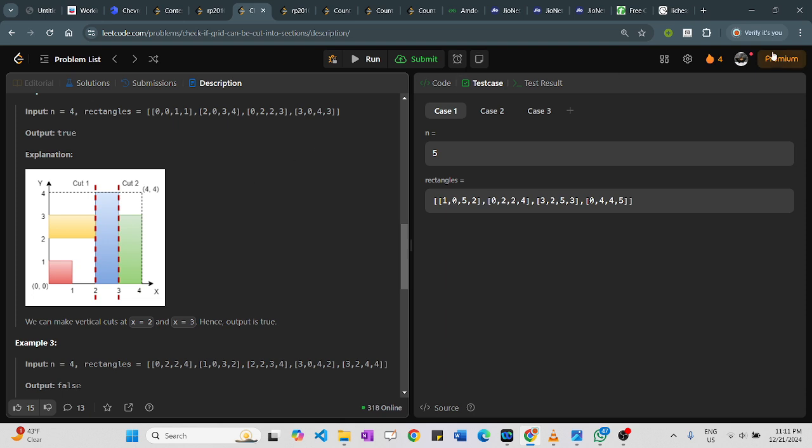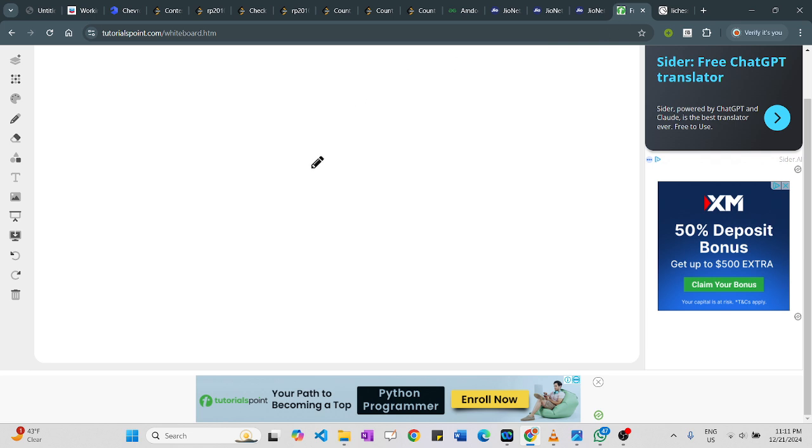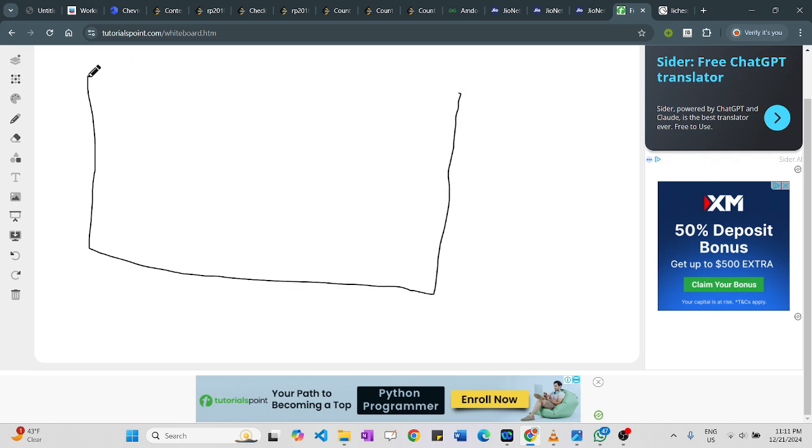Okay, so how can we approach this question? I will be discussing how I have approached it. This was the grid, and first of all we'll be discussing horizontal partitioning, and then we can relate the same thing with the vertical partitioning, and then we are done with the question.